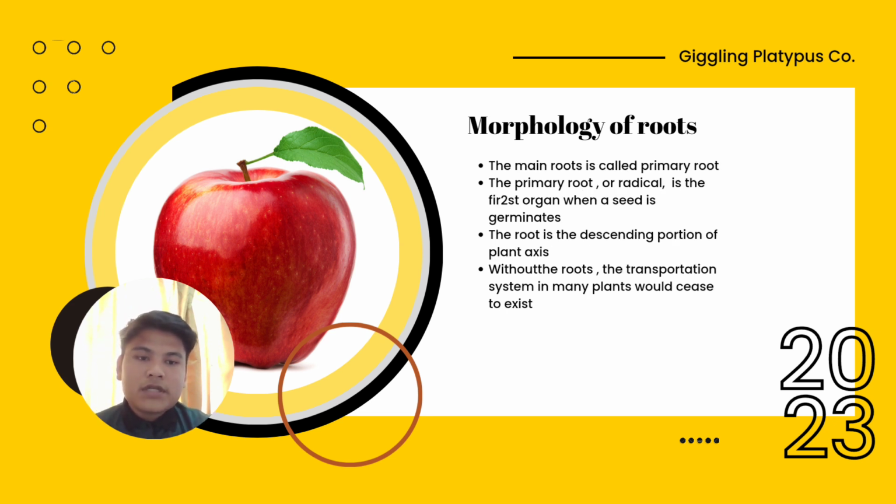Morphology of roots. The main root is called the primary root. The primary root or radicle is the first organ when a seed germinates. The root is the descending portion of the plant axis. Without the roots, the transportation system in many plants will cease to exist.